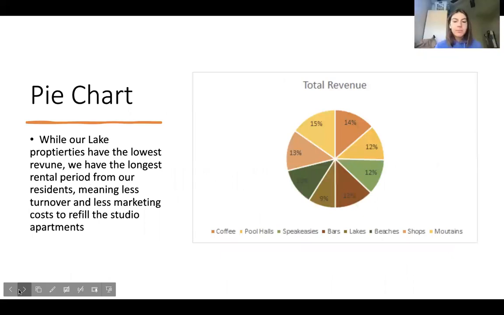So here I've created this pie chart so that we could see the revenue of all the properties. While our lake properties do create less revenue, we have the lowest turnover of properties. Therefore, tenants aren't going in and out. There's less money spent on marketing and less apartments are sitting empty.